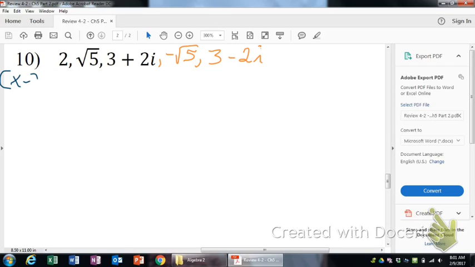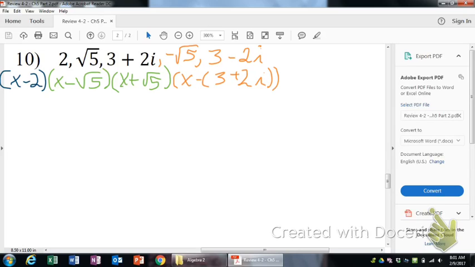I have x minus 2, and then I have x minus square root of 5. Don't forget you need opposite signs when you're working with these. I'm going to put the square root of 5s next to each other, and I'm also going to put the x minus 3 plus 2i and x minus 3 minus 2i next to each other. So I'm going to work with the square roots first.